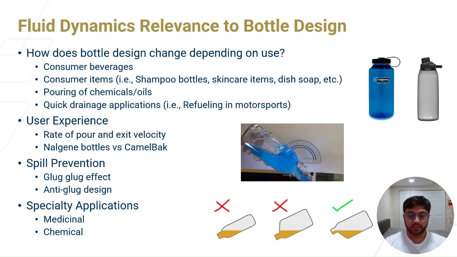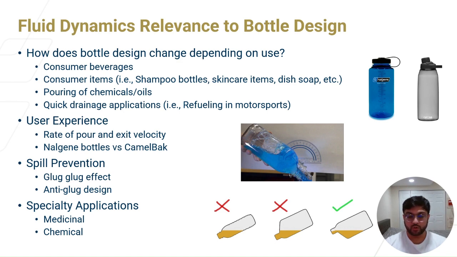And then one of the main things we wanted to emphasize within consumer beverages is user experience, such as the rate of pour, exit velocity of the drinks out of the bottle, and the diameter of the opening. If you've ever drank out of a Nalgene bottle, you know that you are more likely to spill all over yourself than a bottle with a smaller opening, such as like a Camelback. So you also have spill prevention.